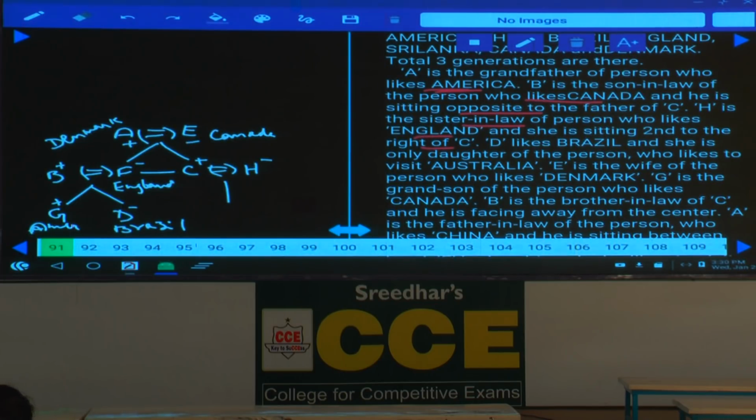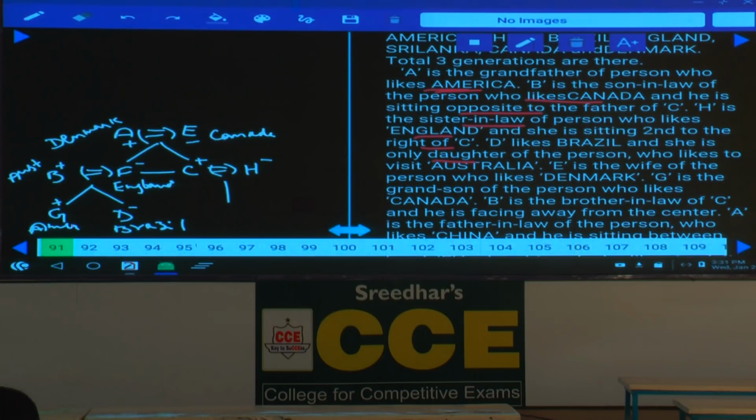D likes Brazil, and she is the only daughter of the person who likes to visit Australia. Now this D likes Brazil and this person is the only daughter. Hence this B is from Australia. Done with this? B is from Australia. And E is the wife of the person who likes Denmark. E and A. And G is the grandson of the person who likes Canada. And G is the grandson of E and Canada.